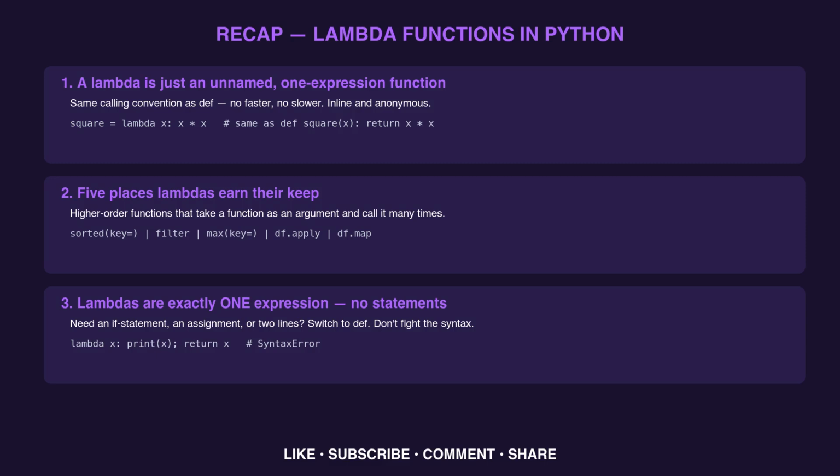Three things to take away. First, a lambda is just an unnamed one-expression function. Lambda x: x * x is the same as a one-line def. No faster, no slower, just inline and unnamed.